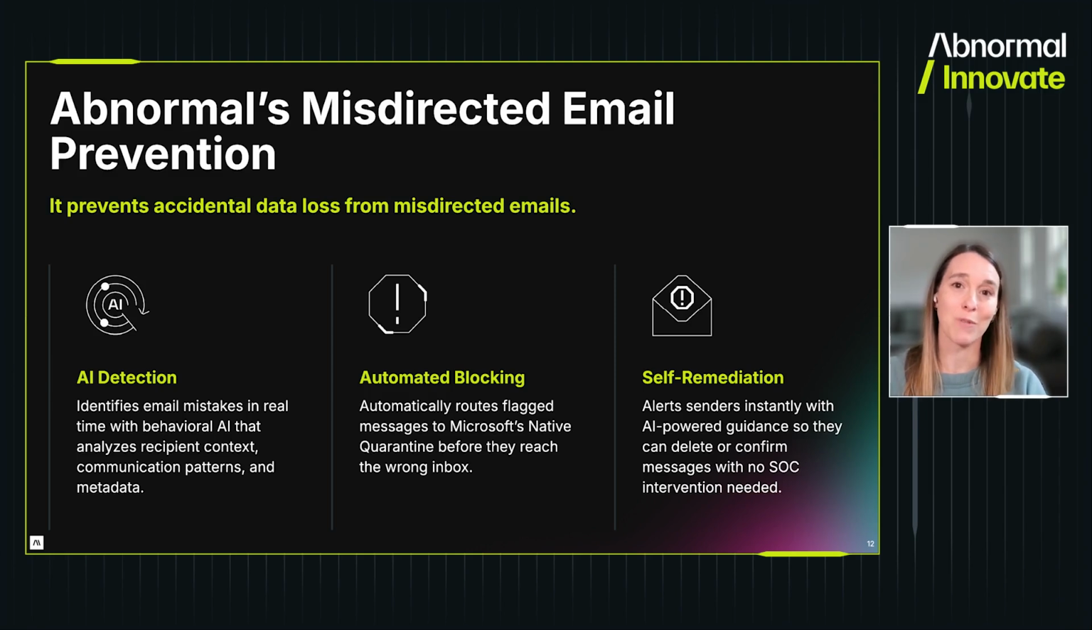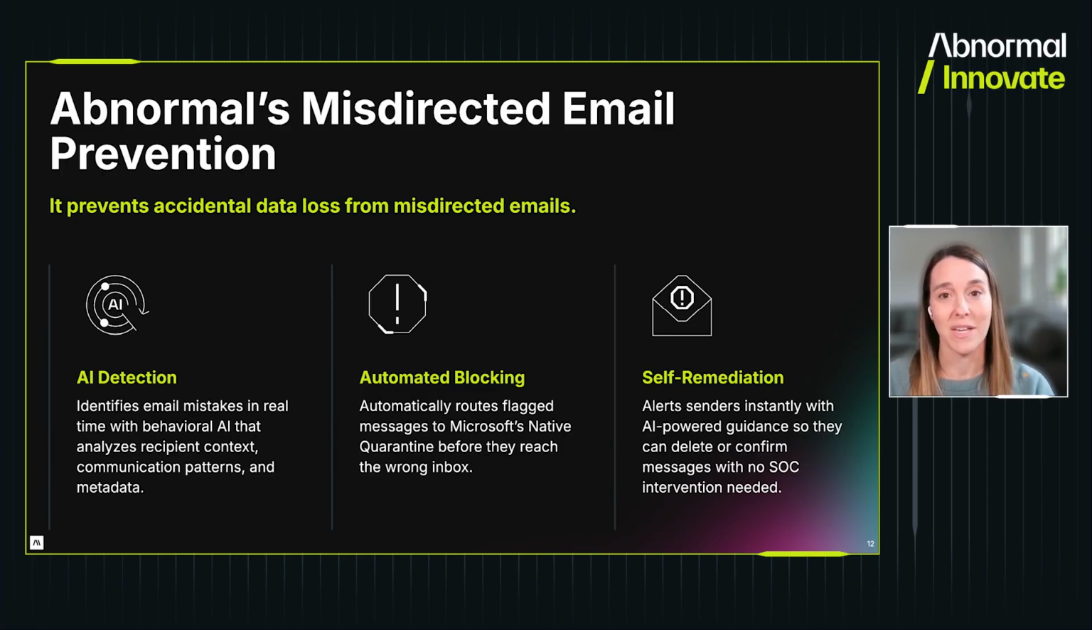Now let's talk about Abnormal's misdirected email prevention. This is our new solution to help prevent that accidental data loss that comes from misdirected emails. Using AI detection, we can identify email mistakes with behavioral AI that looks at not just recipient context, but communication patterns and metadata as well.